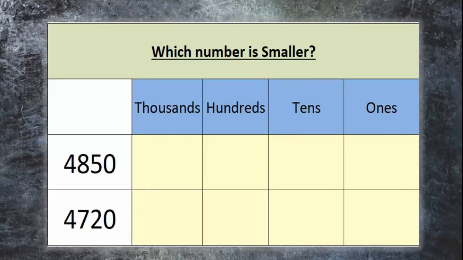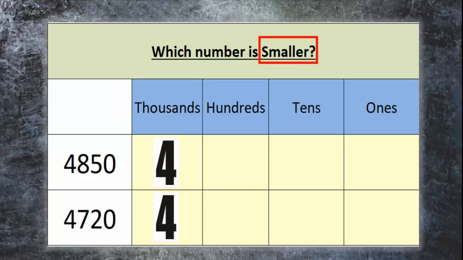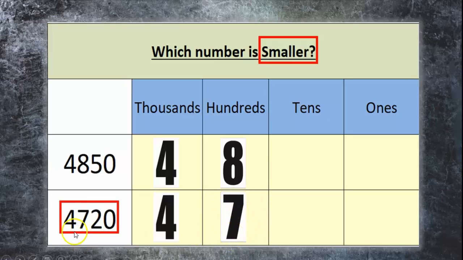Let's do 2 more. Here we have 4 thousands and 4 thousands. So they're equal. We cannot decide just based on the thousands. We have to look at the hundreds now. We have 8 hundreds and 7 hundreds. So which of these is smaller? 8 or 7? 7 is smaller. So 4,720 is smaller.